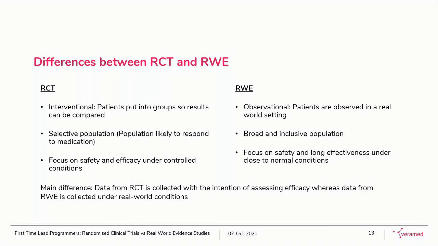Randomized studies will focus on efficacy under controlled conditions, and real-world studies will focus on effectiveness under close to normal conditions. But the main difference is that data from a randomized clinical trial is collected in a controlled environment with the intention of assessing efficacy, whereas data from a real-world evidence study is obtained through daily clinical practice with the purpose of assessing long-term effectiveness.